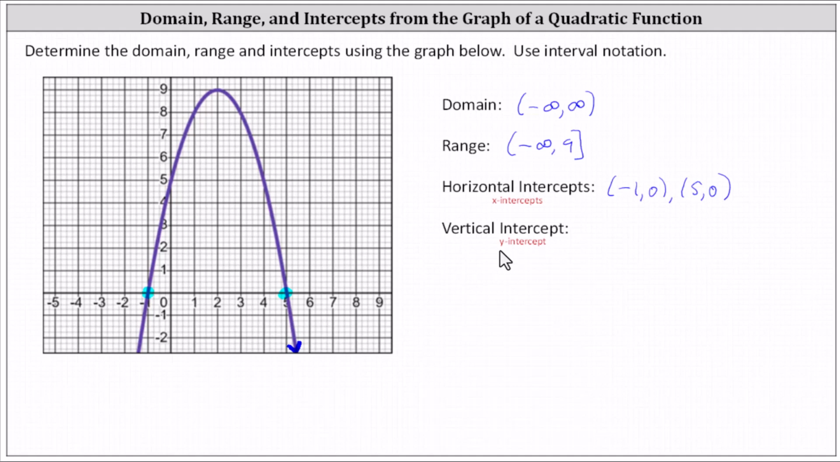The vertical intercept, or y-intercept, is where the graph intersects the y-axis. We can see we have one y-intercept, the point (0, 5).